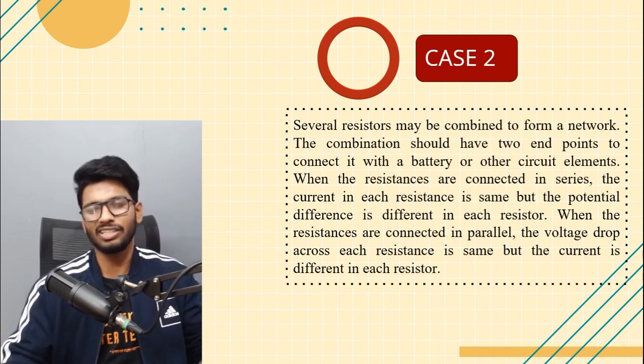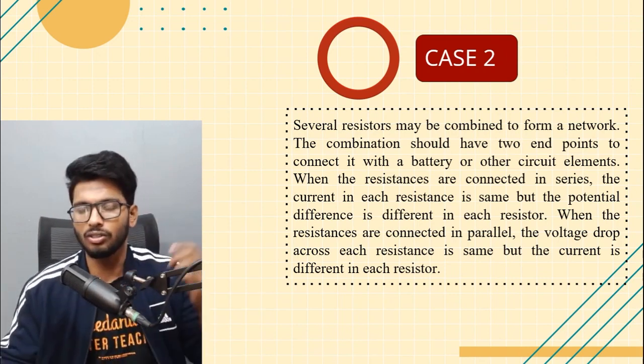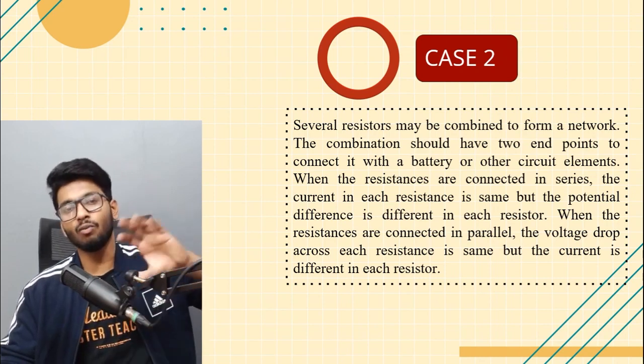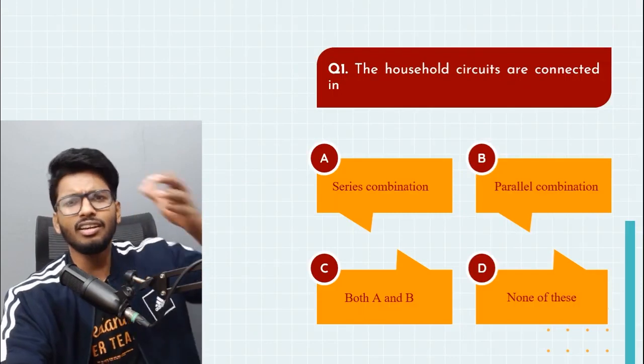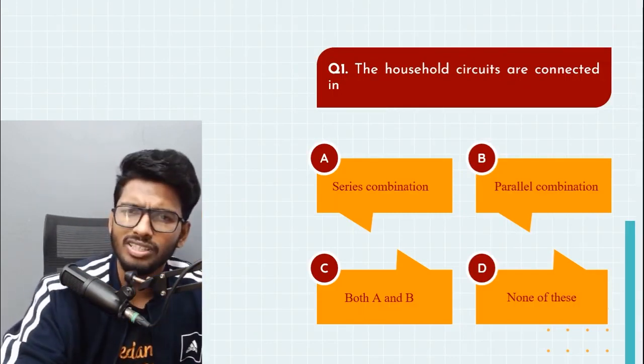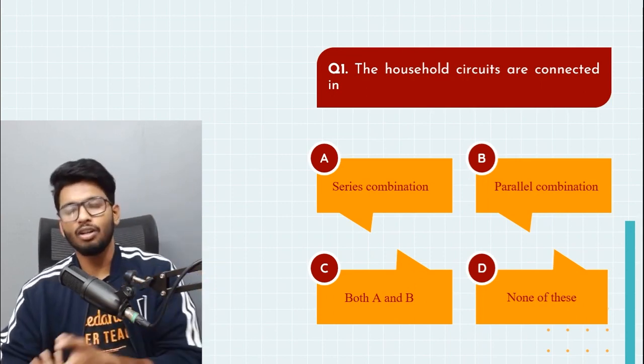You've already studied the basic concepts, people. In series connection, the current remains the same, but the voltage is different across the resistors. But in parallel connection, the voltage is the same, whereas the current across each resistor is going to be different. So based on that, here is the first question. The household circuits are connected in what? Series, parallel, both series and parallel, or none of the above.